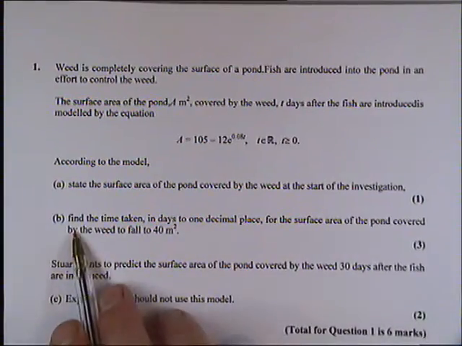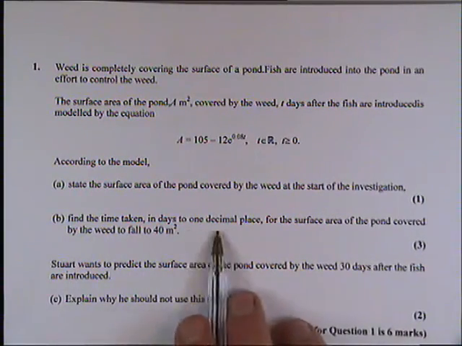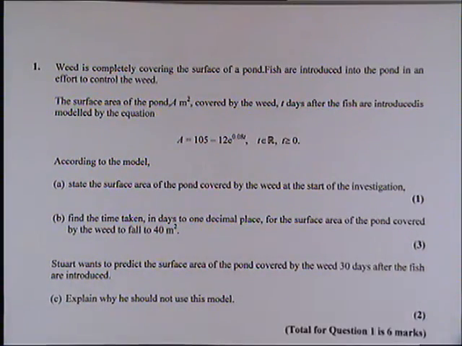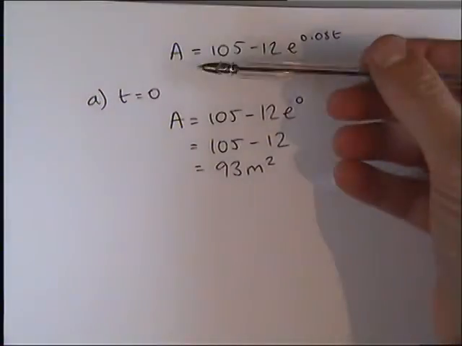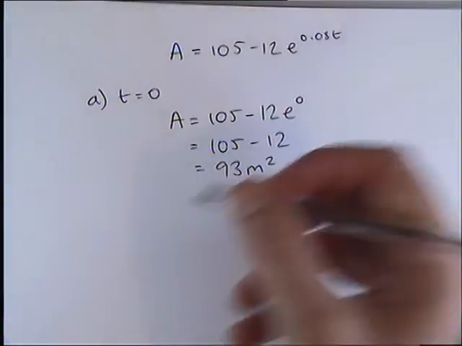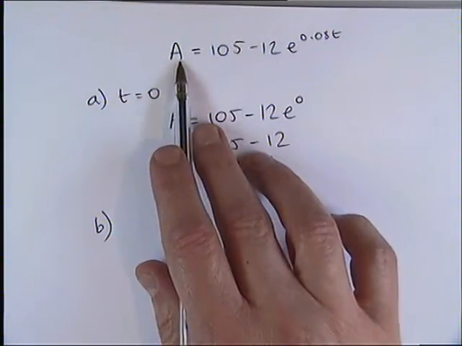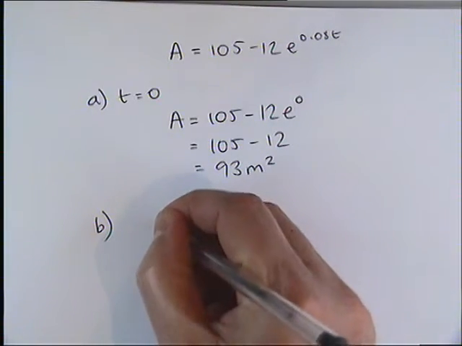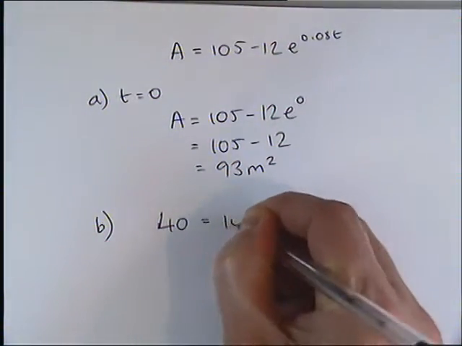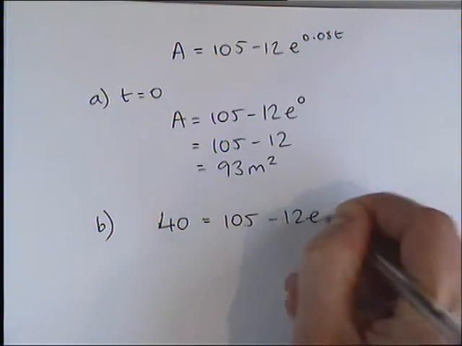For part B, we have to find the time taken in days to one decimal place for the surface area of the pond covered by the weed to fall to 40 square meters. So again, coming back to this formula up here, we're going to say that we want the area A to equal 40. So I'm just going to substitute that into the formula.